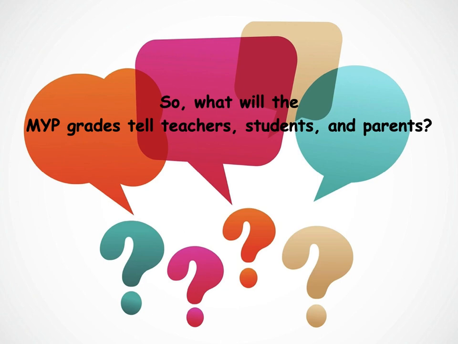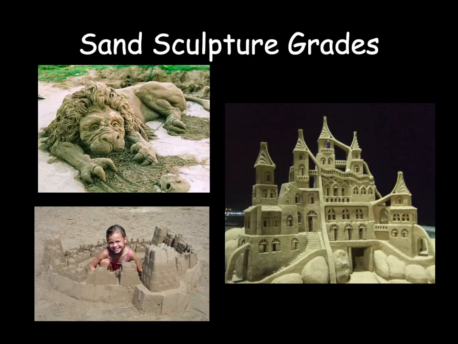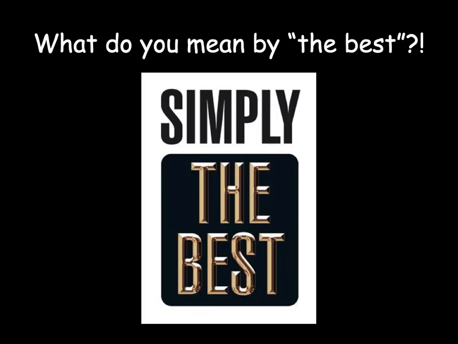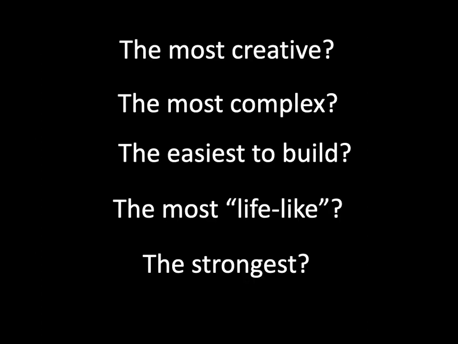So what will the MYP grades tell teachers, students, and parents? That's where we start looking at achievement. It's an achievement level. So we're going to look at some completely different examples here, and look at these sand sculptures. If I were to say, pick the best one, how do you know which is best? What do we mean by the best? Do we mean the most creative, the most complex, the easiest to build, the most lifelike, or the strongest?